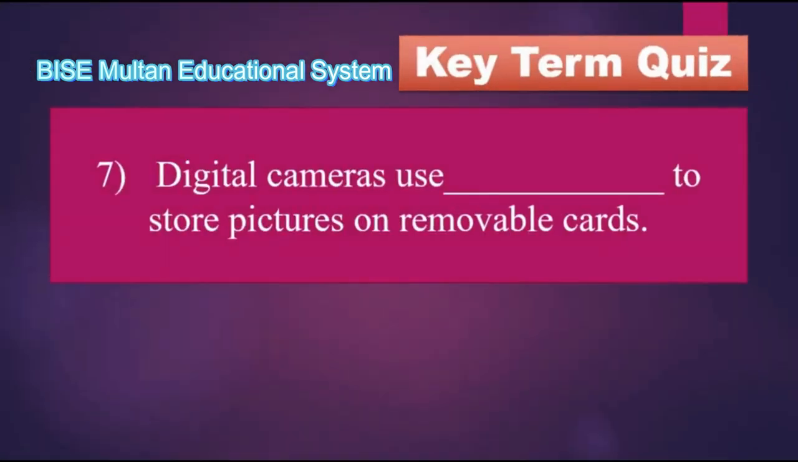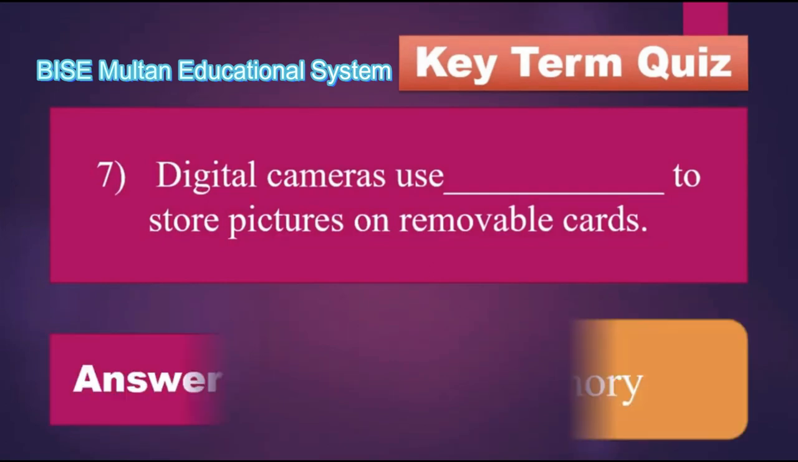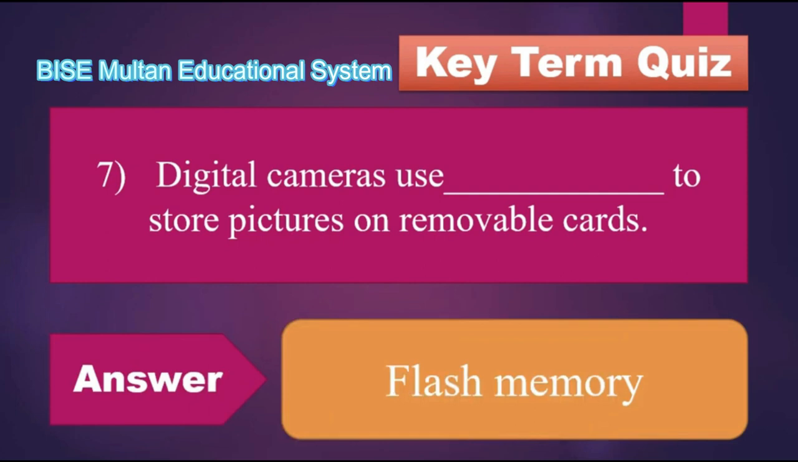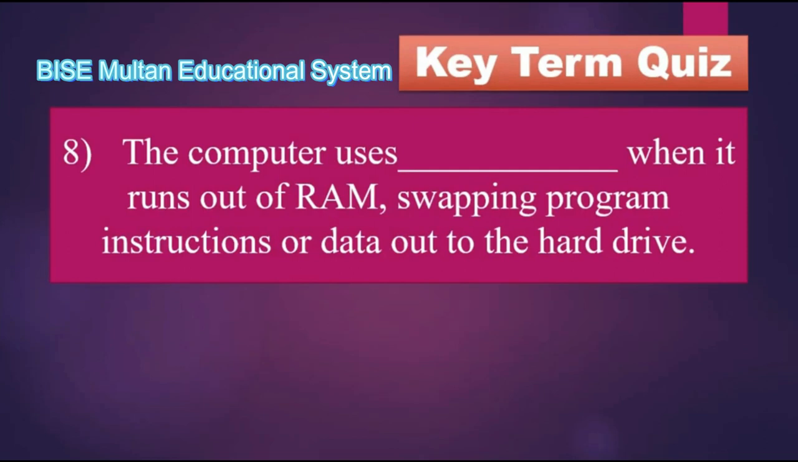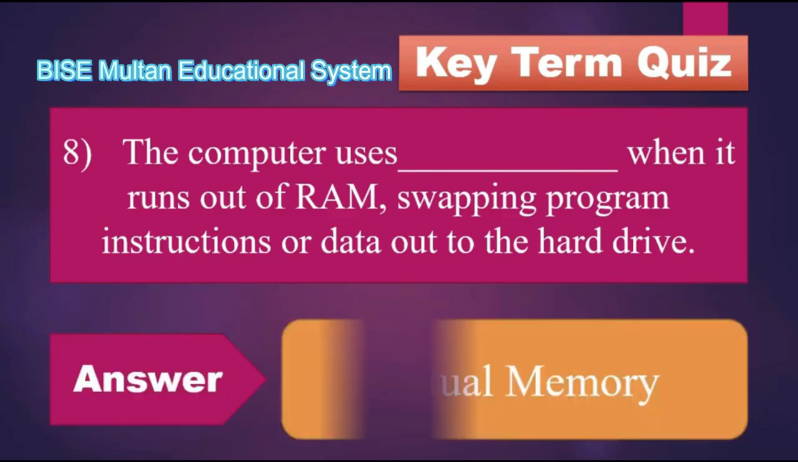Question number 7: Digital cameras use dash to store pictures on removable cards. The answer is flash memory. Question number 8: The computer uses dash when it runs out of memory, swapping program instructions or data out to the hard drive. The answer is virtual memory.